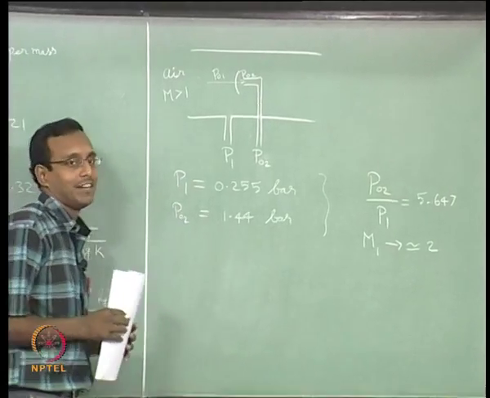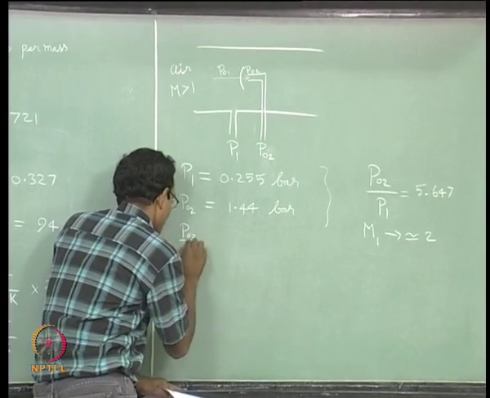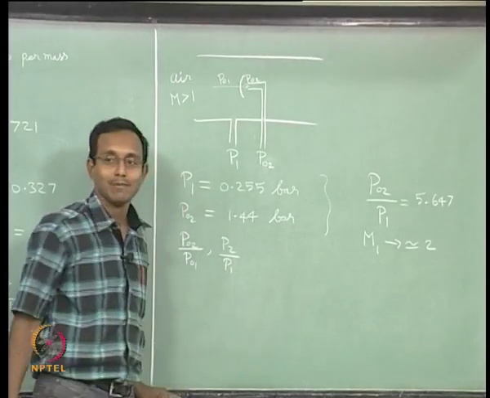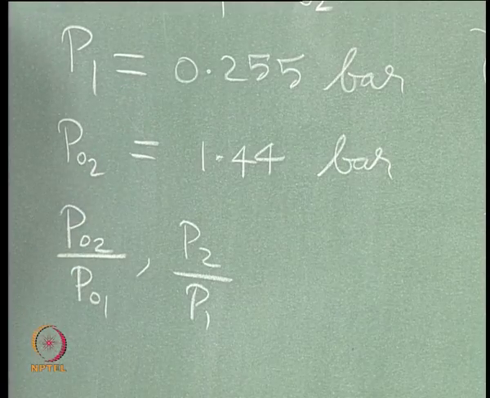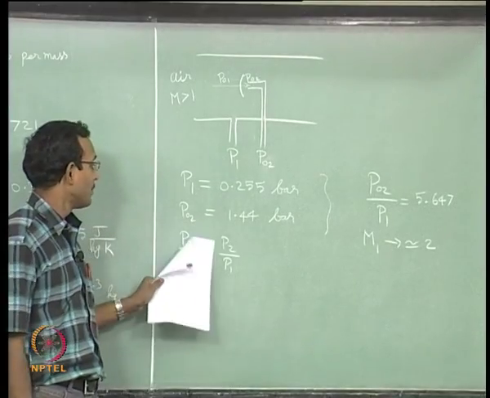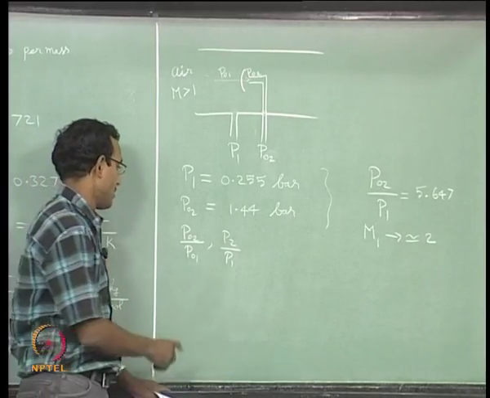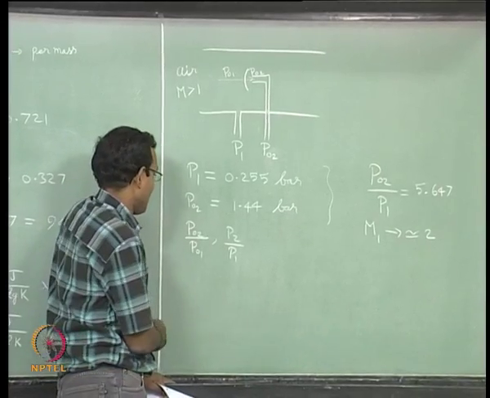If I do not have that and I have only these columns, P02 by P01 and P2 by P1, these are the tables that I have, let us say, and I still want to find this, how will I find it? P2 by P1 does not help because I do not have the P2 value. It so happens that I do not have P01 also, but I have P1.